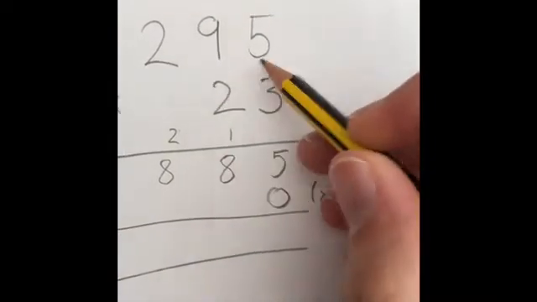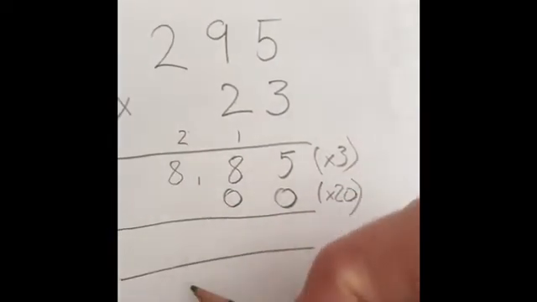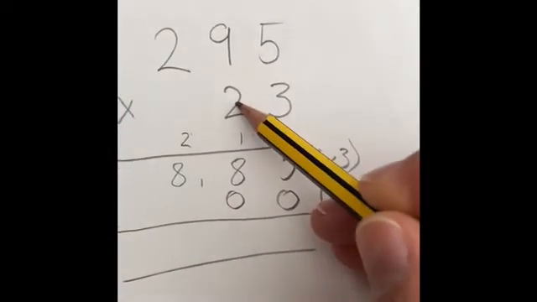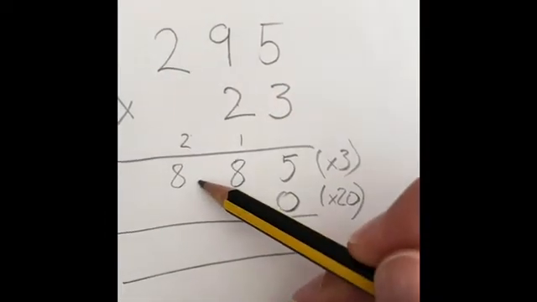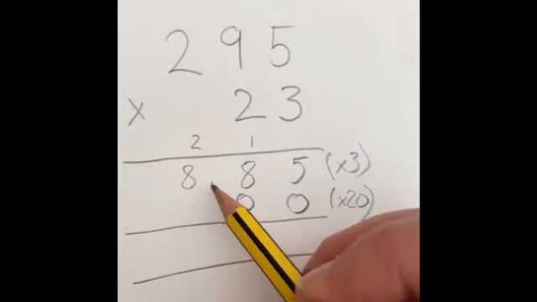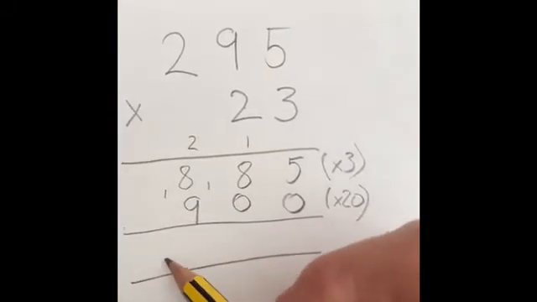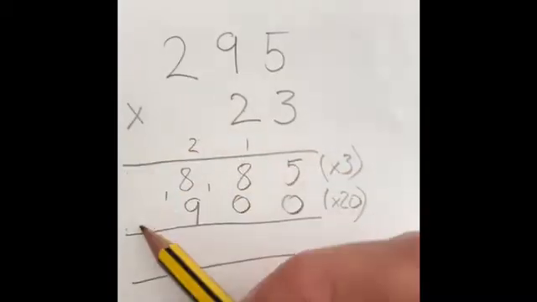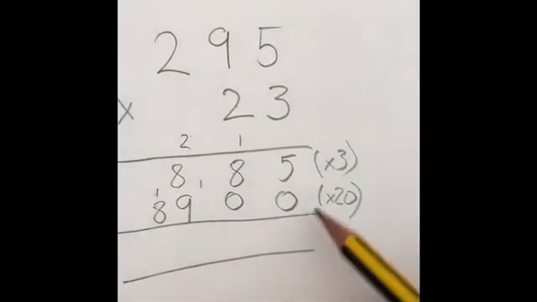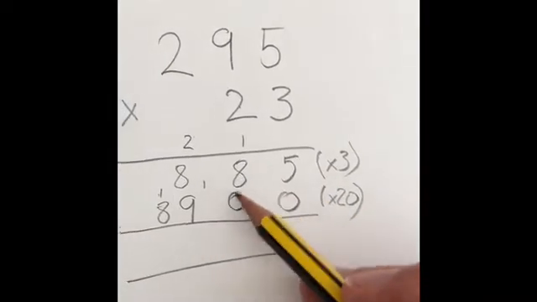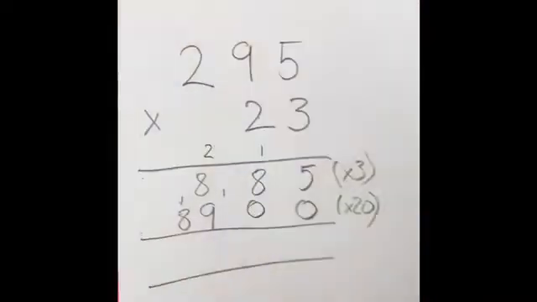So now we do 2 times 5, which is 10. We do 2 times 9, which is 18, plus the 1, sorry, which is 19. Just thinking ahead. And then we do the 2 times 2, which is 4, plus the 1, which is 5. So we're only going to add up our larger numbers. Our numbers which are carried over, we've already used.